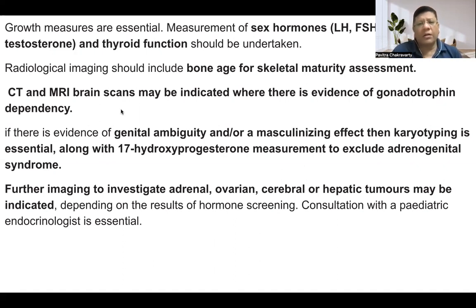But obviously, if there is a masculinizing effect or genital ambiguity, then you have to rule out, which everyone did very well, the karyotyping along with 17-hydroxyprogesterone. Excellent. Everyone did 17-hydroxyprogesterone. So you have to do that, because in females, it's the virilizing effect of the tumor, isn't it? It's called virilizing effect, so male effect. So that is due to androgenital syndrome. And obviously, you have to investigate. This is given in short: adrenal, ovarian, cerebral, hepatic tumors, because that's why they said in females, they are very suspicious. It can be any of these tumors. And obviously, you refer to a pediatric endocrinologist.